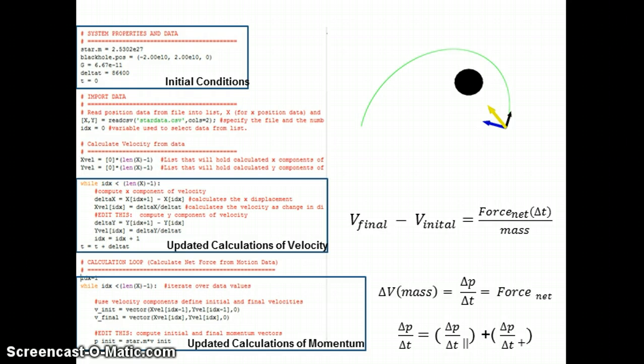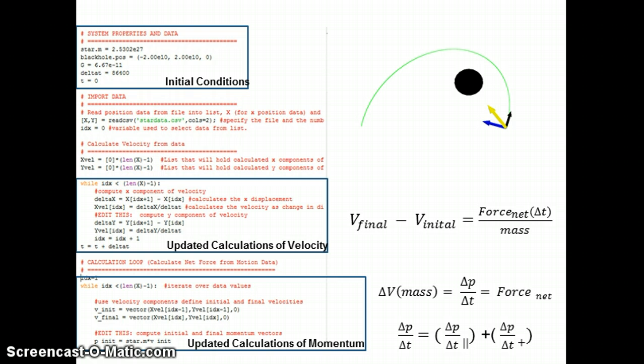From the known mass of the star and the known instantaneous changes in velocity of the star, using the momentum principle, I could then calculate the changes in momentum for the star at different time steps. The computational model stores this information in a list. The last part of my code pulls the changes in momentum from that list and calculates both the parallel and perpendicular components that sum to the total change in momentum.